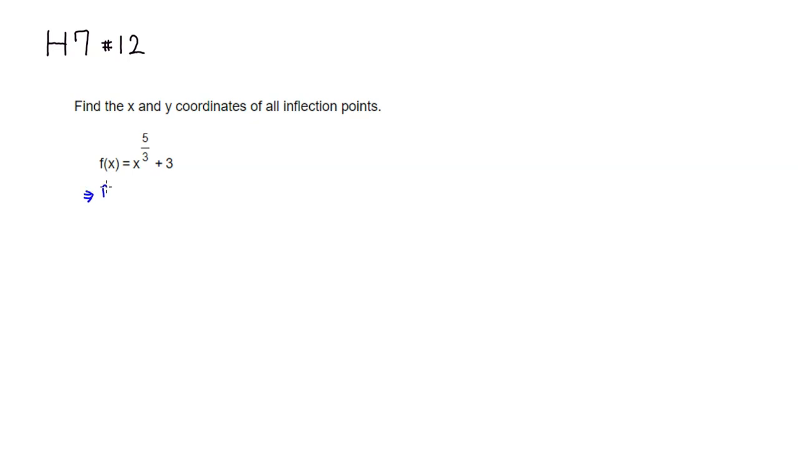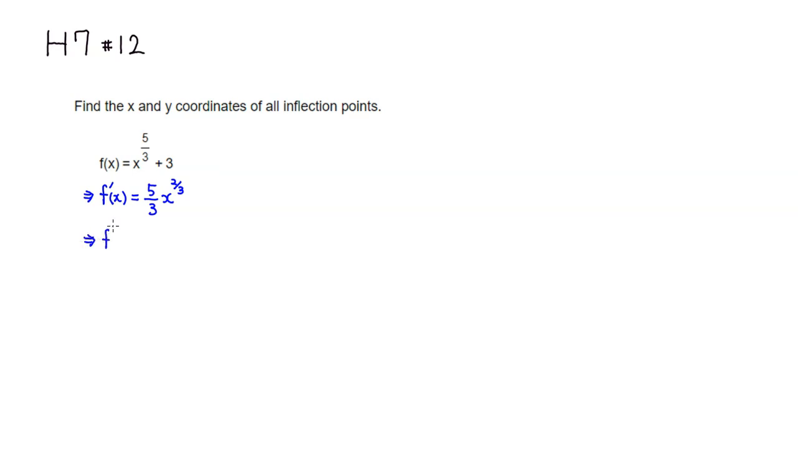So f prime of x is equal to, put 5/3 in front, x, and subtract 1 from the power, so it's going to be 2/3. And then the derivative of 3 is 0, since 3 is a constant. So that's the first derivative. So let's take another derivative.